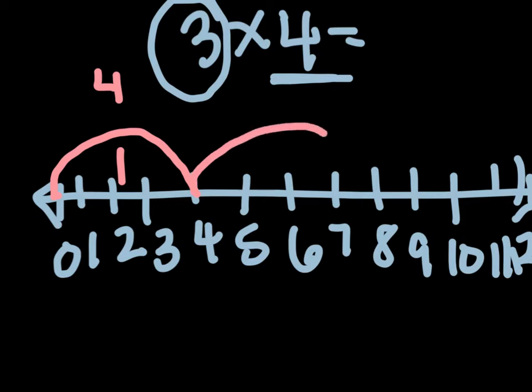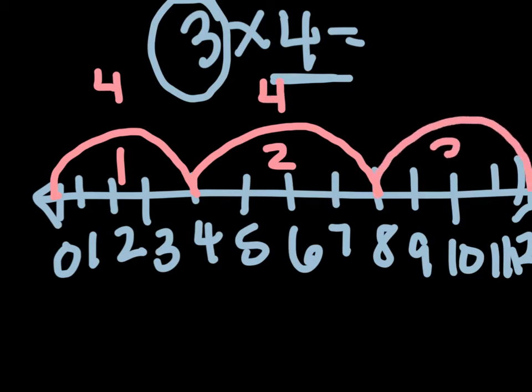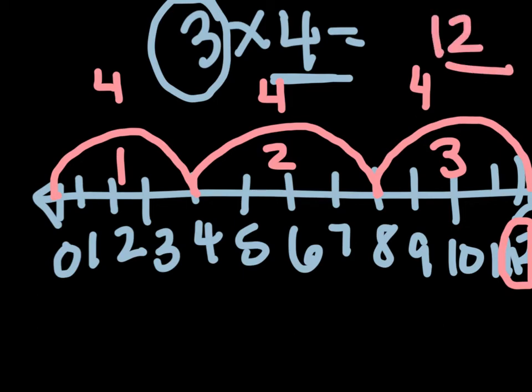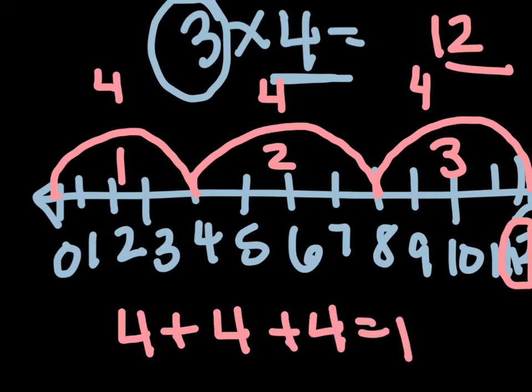4 to 8 gives me 2 hops of 4. And 8 to 12 gives me 3 hops of 4. Then you'll see I ended at 12, so my product is 12. But if you still weren't quite sure, you can go back to your method of repeated addition and add all 3 of those 4s up. So you get 4 plus 4 plus 4, which is going to give you 12.